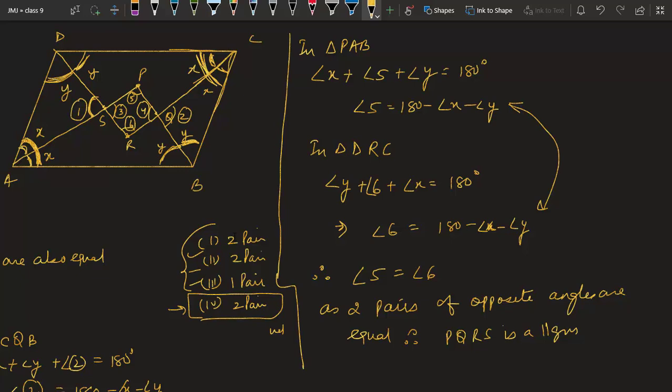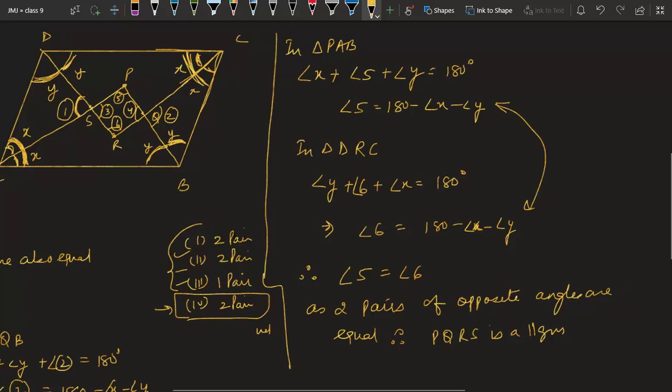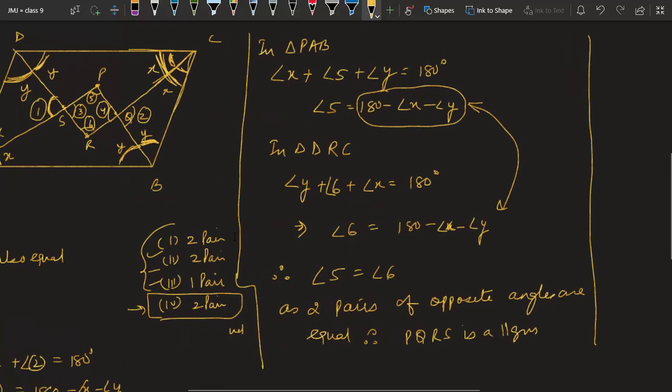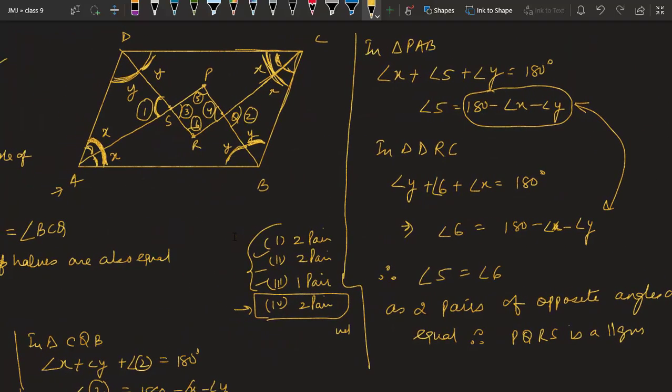Now the next part is we have to prove any one of the angles equal to 90 degrees, because a rectangle is a parallelogram with one angle equal to 90 degrees. Now for that we have got all the angles equal to 180 minus x minus y. So now let us take any two adjacent angles. Suppose we take 6 and 4.